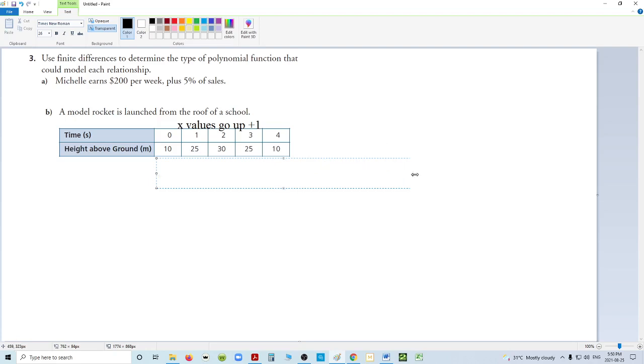Now you've got to take what's called second differences. That was first differences. When your first differences are not the same, you keep going. So what's the difference between 15 and plus 5?